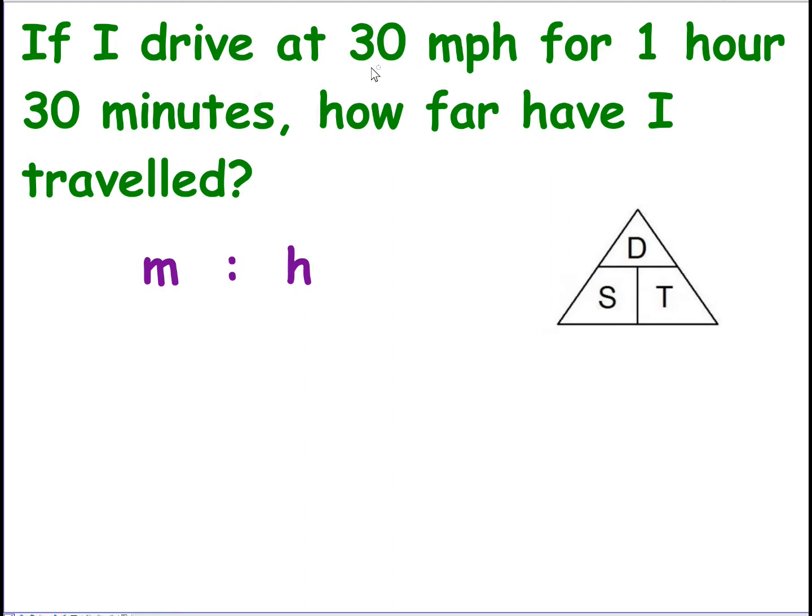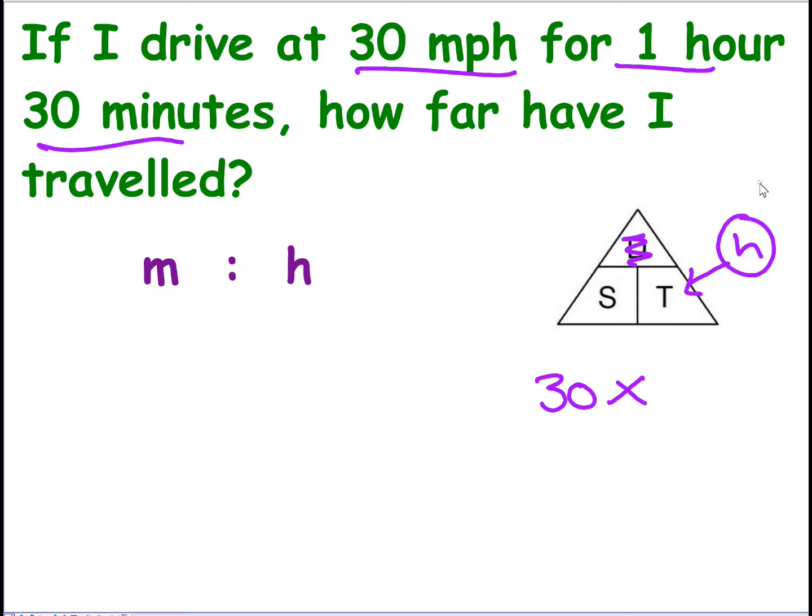So if I drive at 30 miles an hour for 1 hour and 30 minutes, how far have I travelled? So we're looking for the distance, so we multiply the speed, which is 30 miles an hour, by the time. Now the time, because we're using miles per hour, has to be in hours. And you've got 1 hour and 30 minutes.